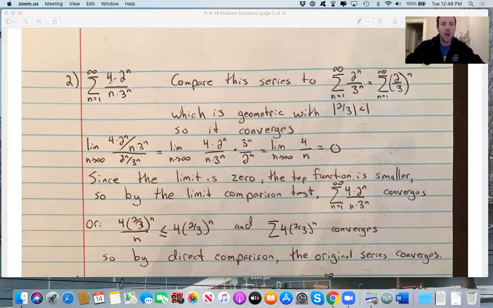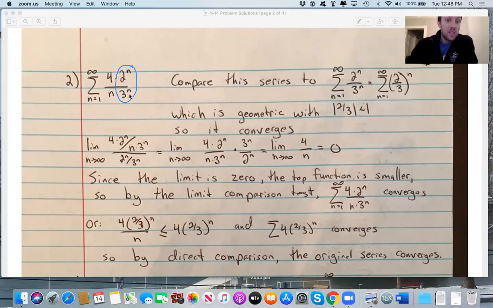And the 4 is a constant, so that doesn't do anything. And on the bottom, when you're comparing n and 3 to the n, 3 to the n is much bigger. So if you were to look at this series, these terms are really the ones that get the biggest much faster than the rest of it. And so those are the terms which really determine the behavior.